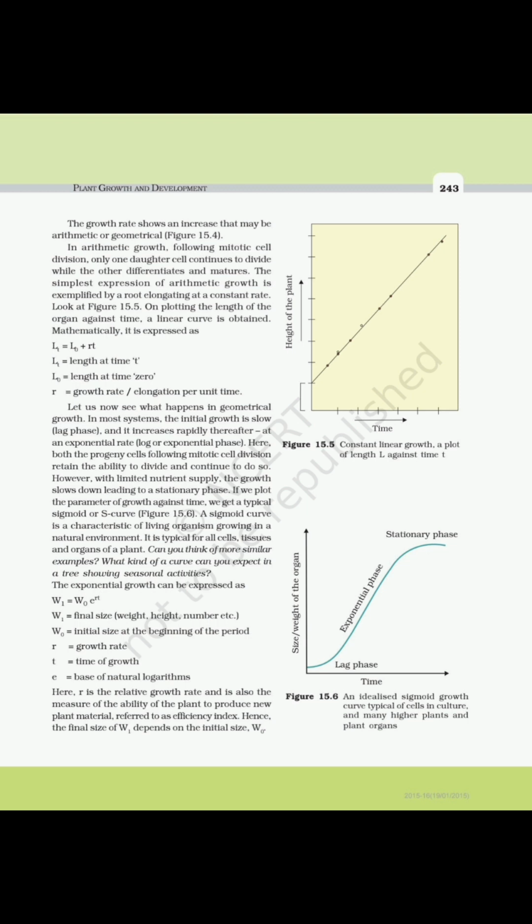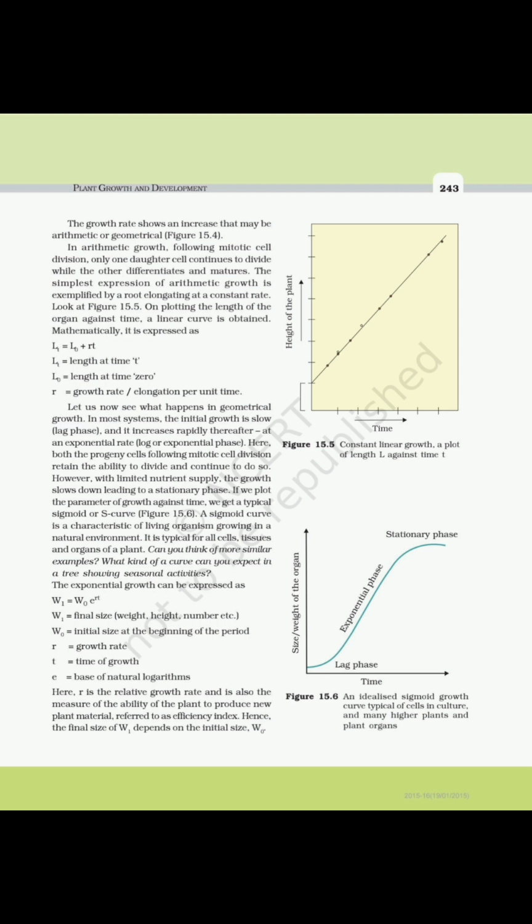In arithmetic growth, following mitotic cell division, only one daughter cell continues to divide, while the other differentiates and matures. The simplest expression of arithmetic growth is exemplified by a root elongating at a constant rate. Look at Figure 15.5. On plotting the length of the organ against time, a linear curve is obtained. Mathematically, it is expressed as Lt = L0 + rt. Lt equals length at time t. L0 equals length at time zero. r equals growth rate, elongation per unit time.